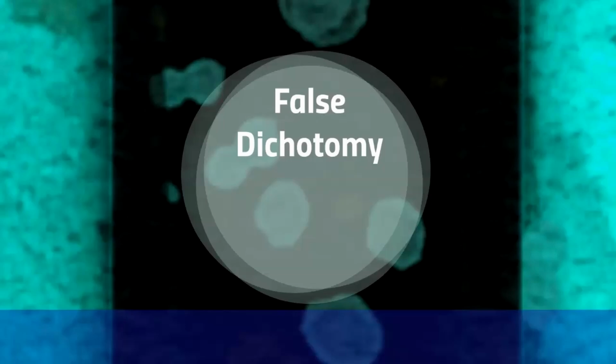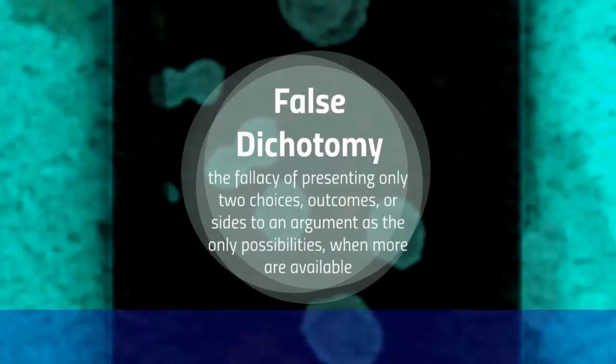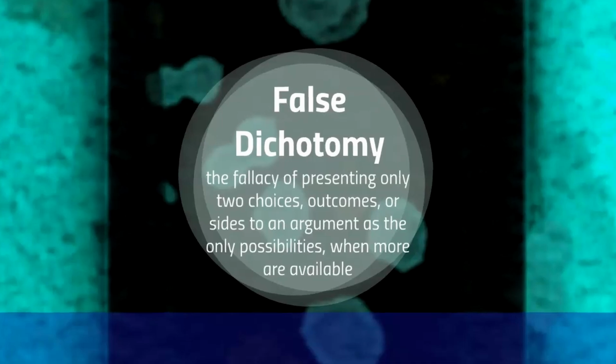I bring this up because there is this idea of a false dichotomy, and it permeates all of higher education. False dichotomy is defined as a fallacy of presenting only two choices, outcomes, or sides to an argument as the only two possibilities, when more are available. In some cases, the dichotomy, the split, need not exist at all. And that's what I want to talk about today, this false binary.